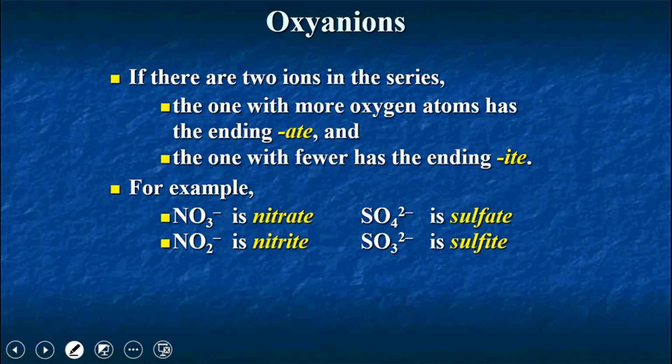Look at the next ones, SO4 and SO3, both with -2 charges. SO4 is sulfate, SO3 is sulfite. And again, be careful with spelling, because if you change that T into a D, it'll sound like sulfide, which is the monatomic anion that's derived from sulfur itself.